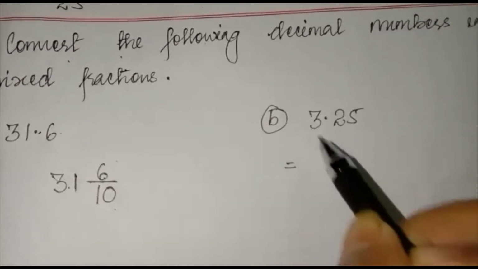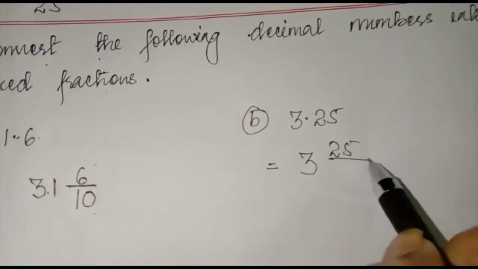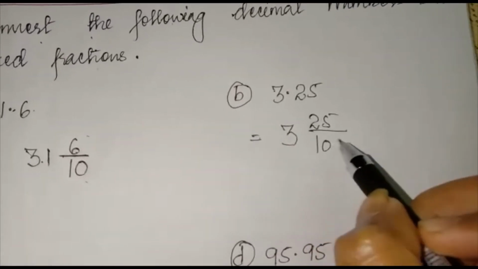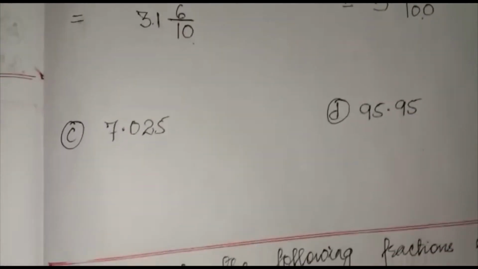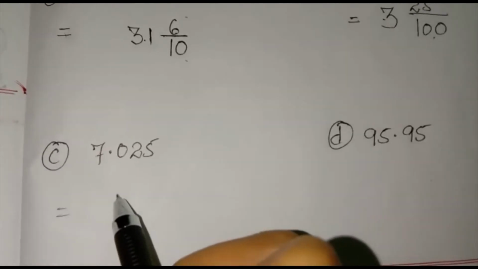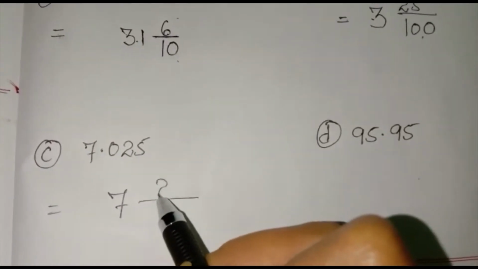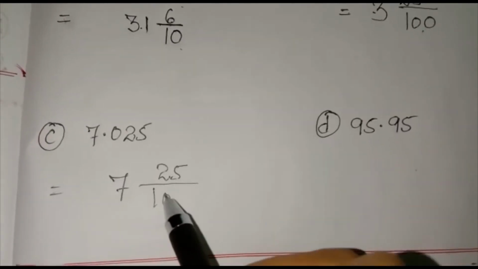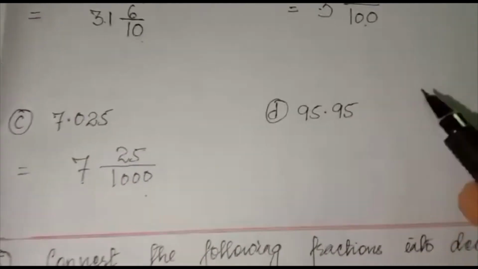So here the whole number is 3. Write here 25 divided by, after the decimal we have two numbers. So divided by 100. So this is 3 25 by 100. Next is 7. Then this 25 you have to write up. After the decimal we have three numbers, so 1000. So the answer is 7 25 by 1000.